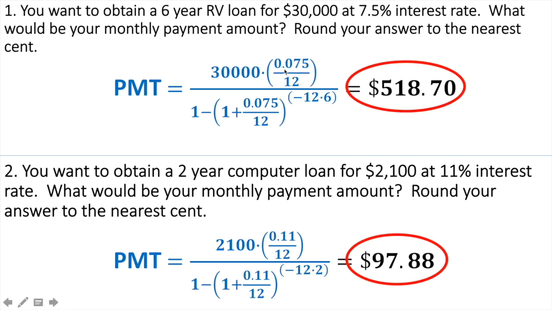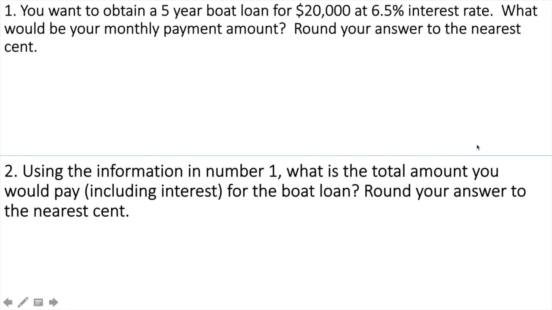Don't let the 7.5 throw you off. If it was 7%, we go 0.07. So 7.5% would be 0.075. Okay, so that's why we just want to make sure we type that in with the 5 on it as well.